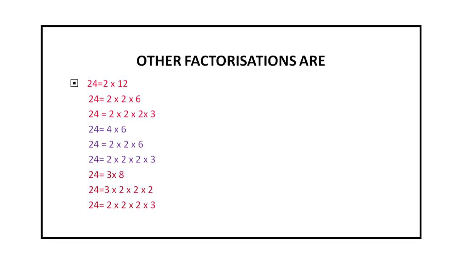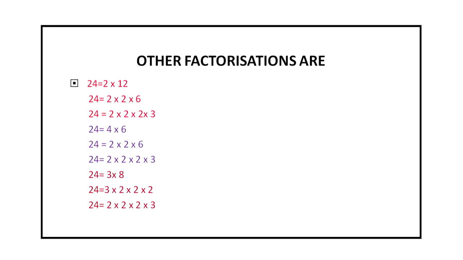Now, let us see other factors of 24 and how we can express 24 in the prime factorization method. 24 can be written as 2 into 12. 24 can also be written as 2 into 2 into 6, and it can also be expressed as 24 equals 2 into 2 into 2 into 3. In all these cases, the product of factors equals 24.